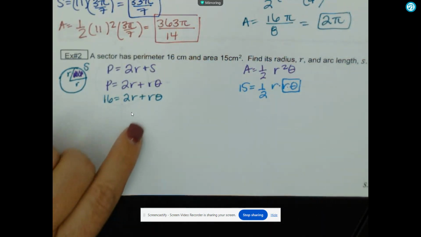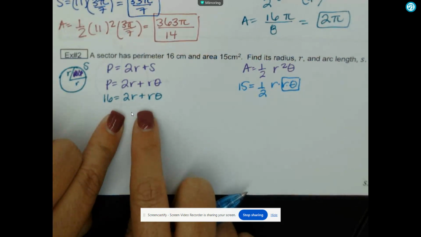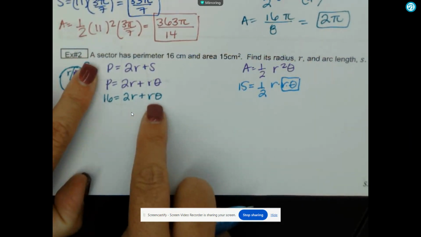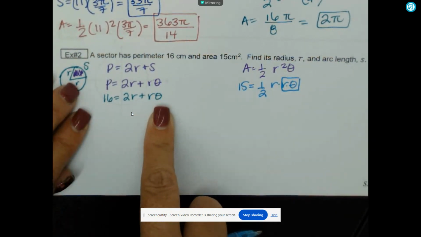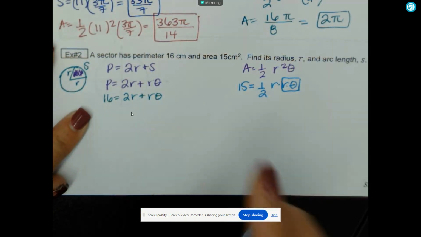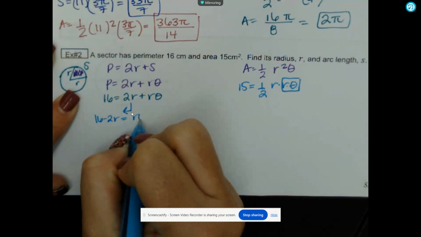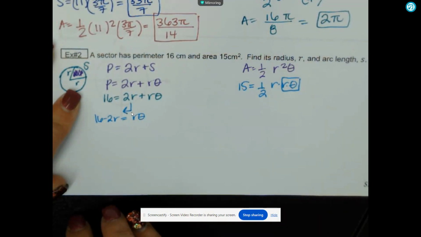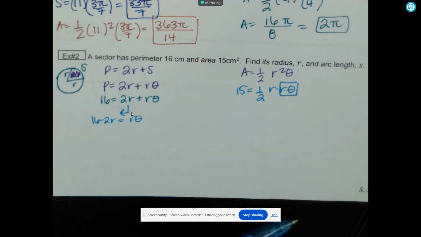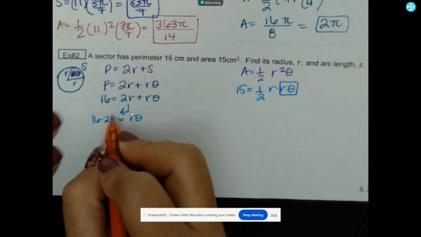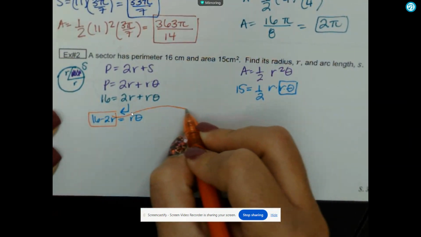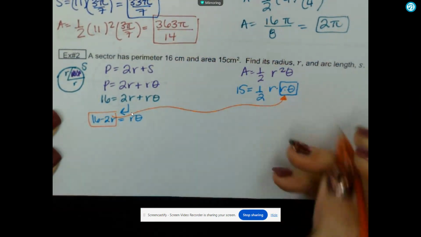Okay, so what I'm going to do is I'm going to go back over here, and I'm going to solve this equation for R theta. So in order to do that, what do I need to move? I need to move this 2R, right? So 16 minus 2R equals R theta. Now, I can take the 16 minus 2R and plug it in all the way over here for R theta.